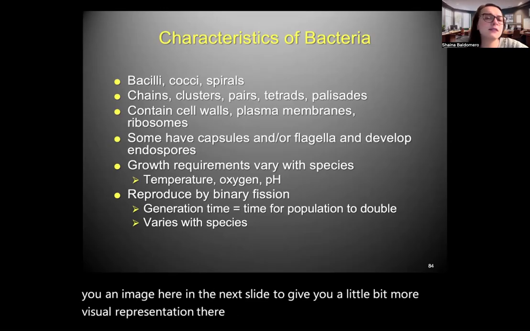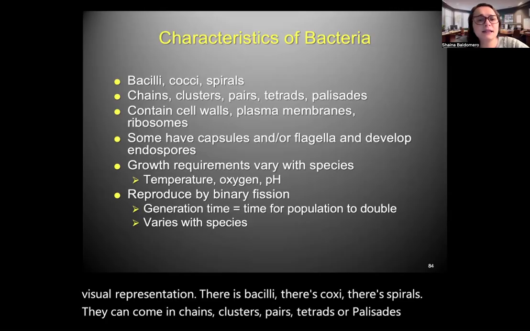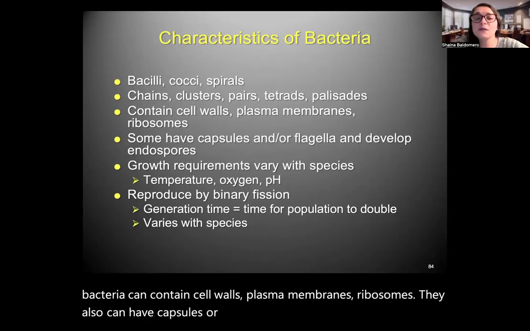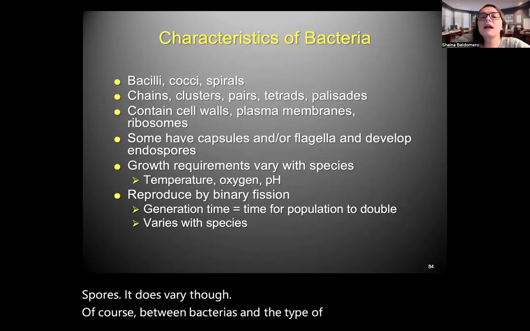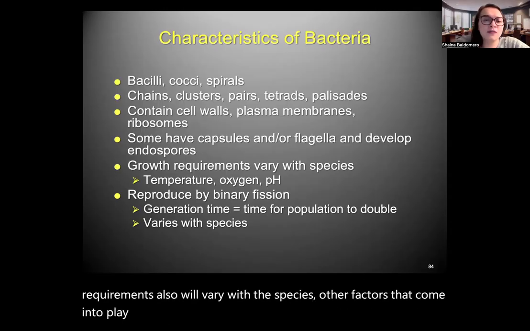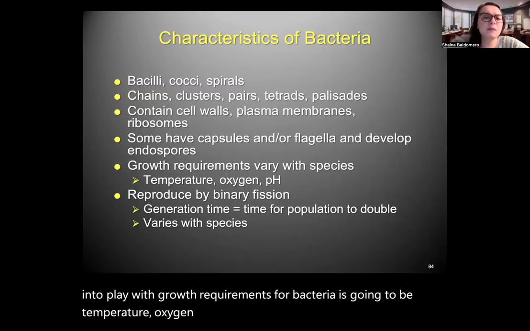There's bacilli, there's cocci, there's spirals. They can come in chains, clusters, pairs, tetrads, or palisades. Bacteria can contain cell walls, plasma membranes, and ribosomes. They can also have capsules or flagella, and develop endospores. It does vary, of course, between the types of bacteria, and growth requirements will also vary with the species. Other factors that come into play with growth requirements for bacteria are temperature, oxygen availability, and the pH level.